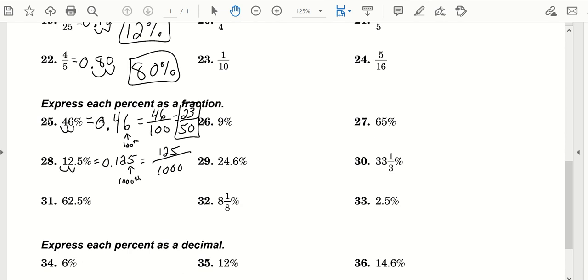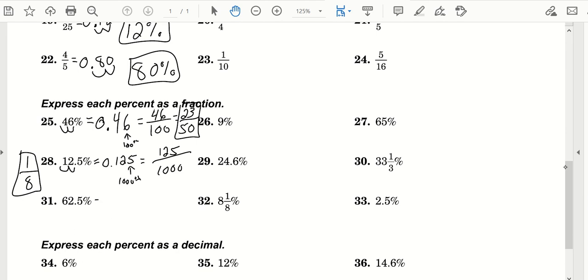Now I can see right away I can divide both of these by 5, but I'm going to go to my calculator again. 125 divided by 1,000. Math button right under the green alpha button, frac, and I get 1/8. It simplifies to 1/8. So again, I recommend you learn how to simplify fractions with your calculator. It's going to save you a bunch of time when it comes to dividing.